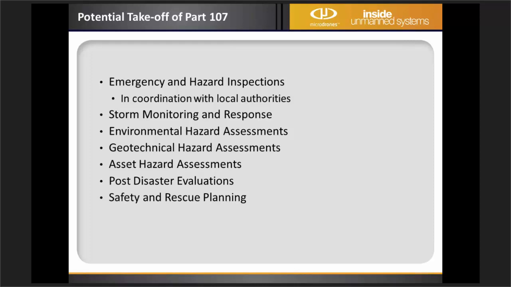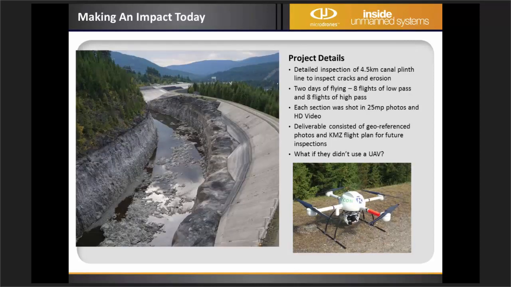Storm monitoring and response would be great for post-disaster, post-tornado storms, down power lines, knowing when it's safe to put in the manned services to go in and do repairs, etc. Those are great Part 107 uses. Safety and rescue planning. We have a local search and rescue up in North Vancouver that uses UAVs in their search and rescue. They hook up thermal cameras, send up their UAS to do monitoring for lost hikers. So those are just takeoffs right now for Part 107 that could be used today. The next couple slides are going to be some projects that our company has done that can be done right now today in the U.S.